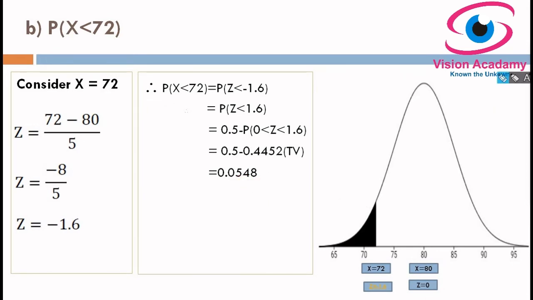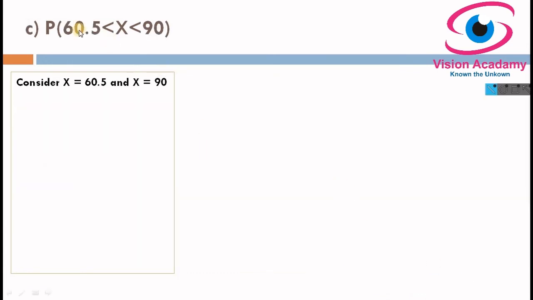Now let us look into another example for consideration under this problem. This example is quite different from the earlier examples. In the earlier example, we looked into only one side or one tail of the region. Here we will look into the two tails of the region. Here our interested area will fall between 60.5 and 90. So x 60.5, x 90. Between this area we will find.